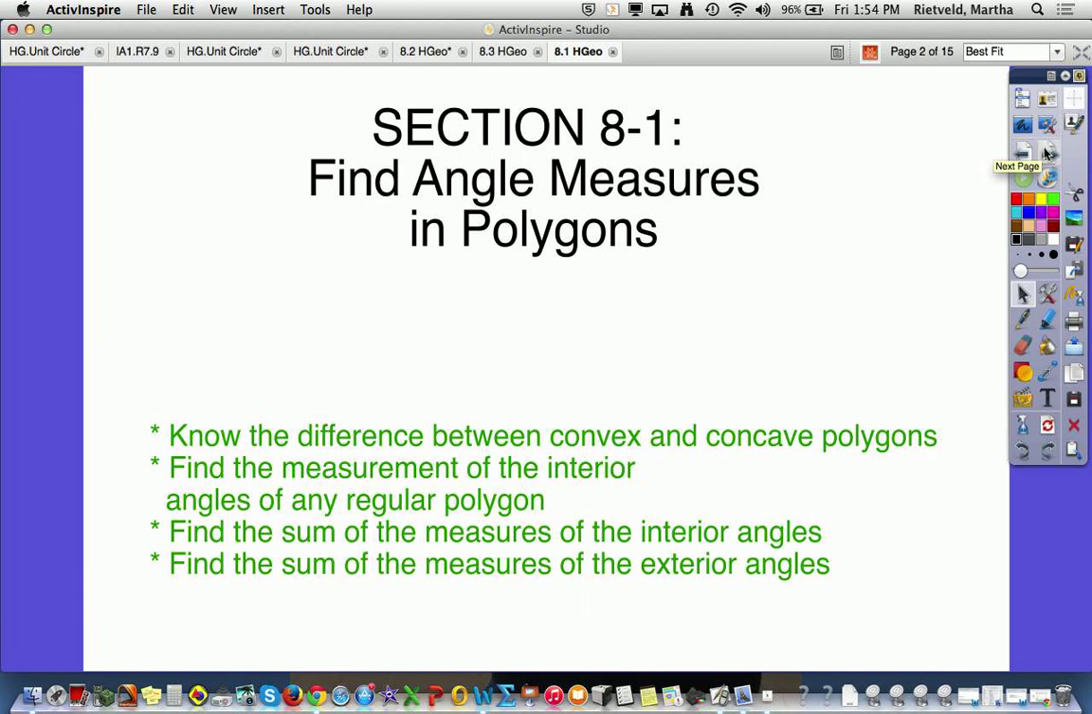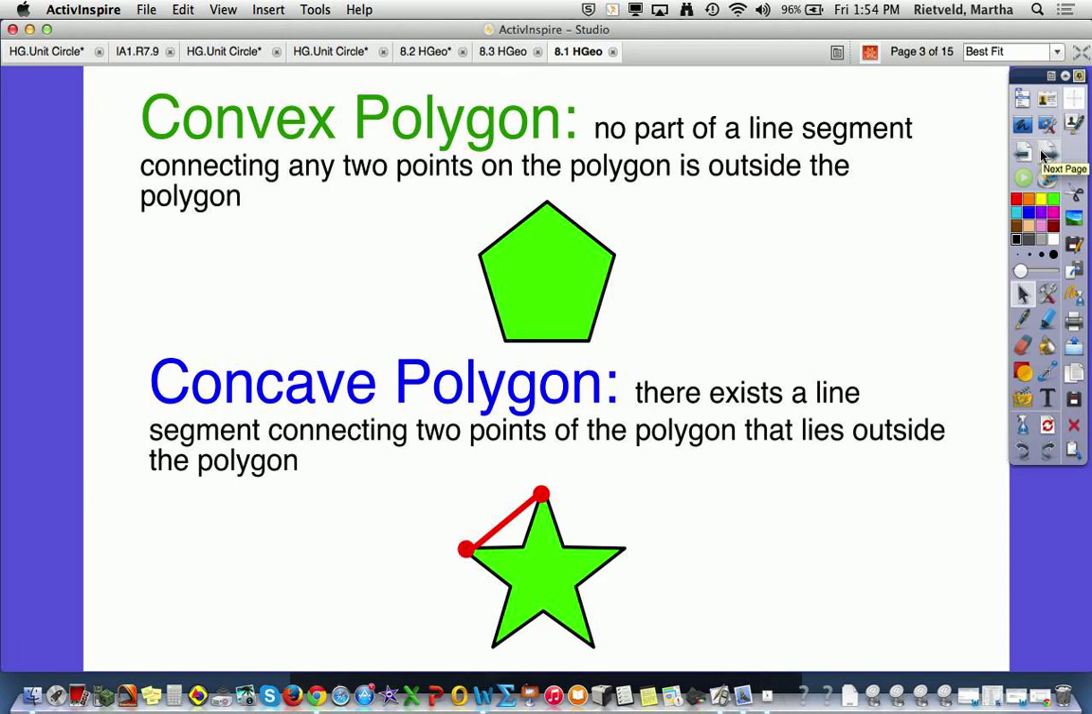In section 8.1 we're going to be finding measures of angles in polygons, both regular and not regular polygons. On the first slide you see the definition of convex and concave. So you're going to be expected to know the difference between the two. You can write down what you need to off of these for your definition. You may already know the difference between convex and concave. I like to think of a concave polygon as one that looks a little caved in, and convex that does not.